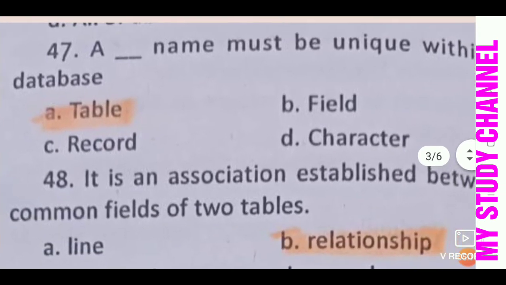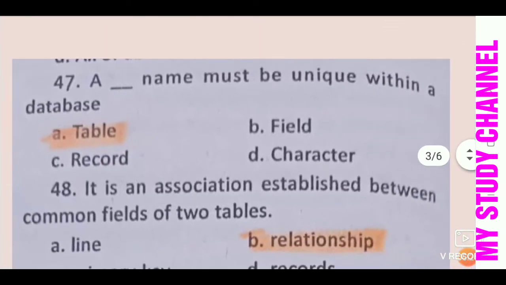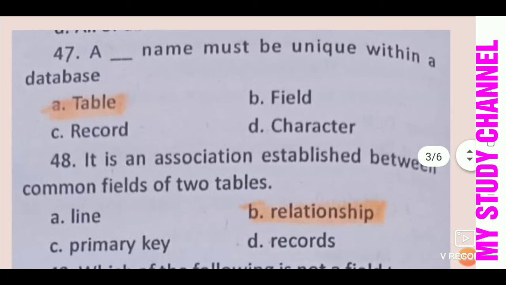Question number 47 is a dash name must be unique within a database. Here A is table, B is field, C is record, and D is character. A table name must be unique within a database. So answer is table. Option A is the right answer. Here answer is option A, that is table.